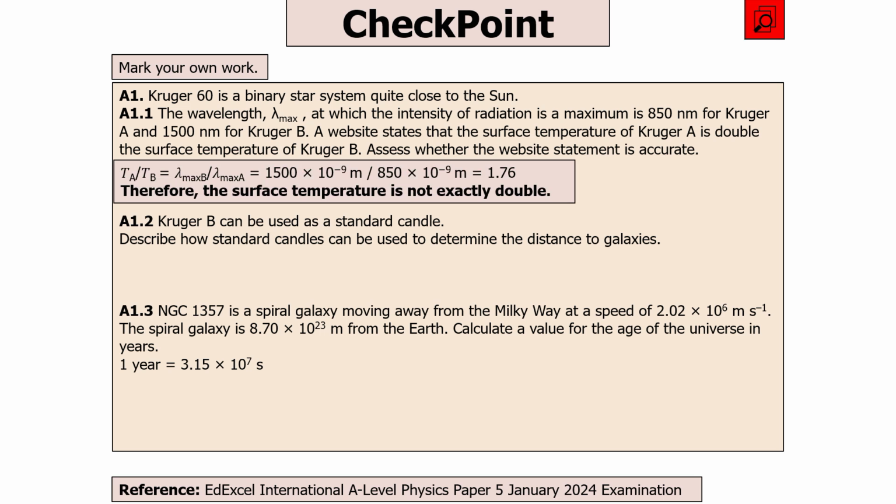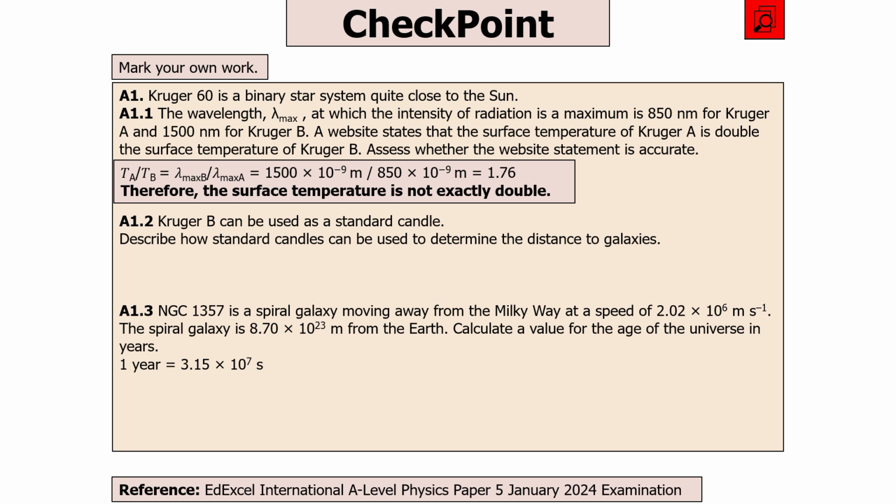So we can say T, the temperature of A over the temperature of B, is equal to the wavelength of B divided by the wavelength of A. Now remember, because they're linked as inverse proportionality, that's why we've got them flipped on the other side. So you work it through and 1.76 is the ratio, so the surface temperature is not exactly double.